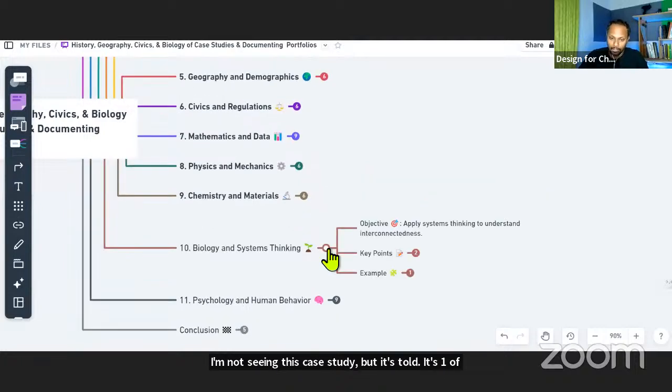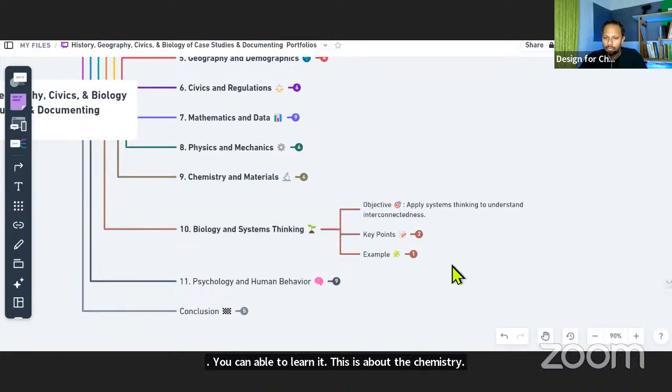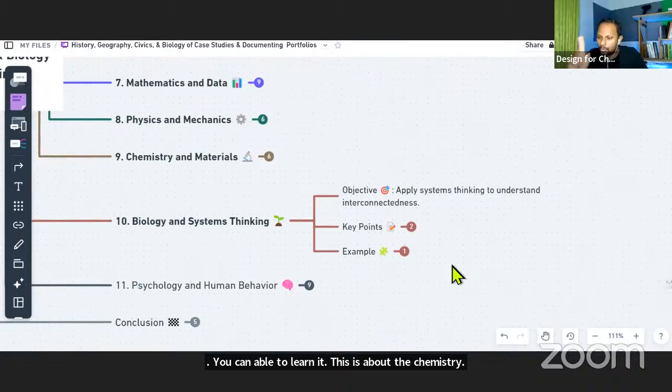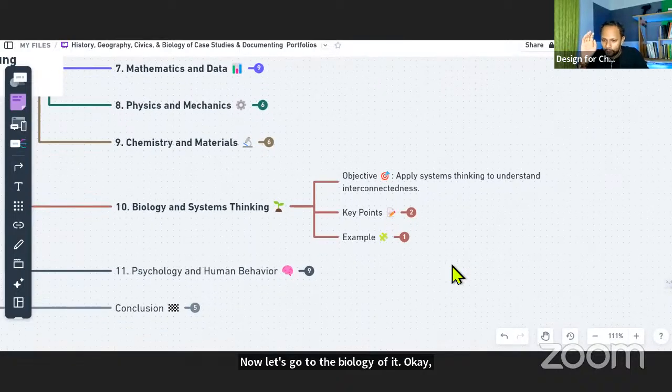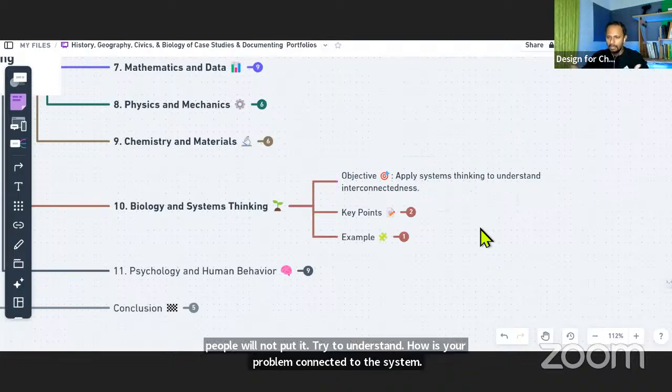Now let's go to the biology of it. Yes, biology and system thinking. I'll tell you guys, this is most important, and nobody knows this. A lot of people will not put it. Try to understand how your problem is connected to the system. See, our body works in a biological way, right?